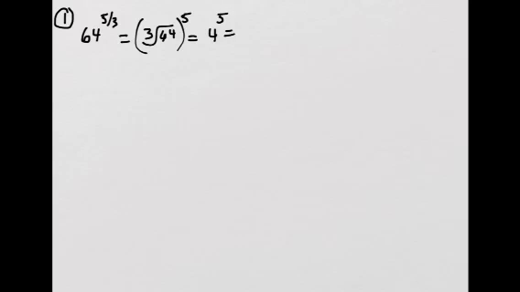So again, take your calculator. You're not going to do this by hand. So 4 to the 5th power is 1024.